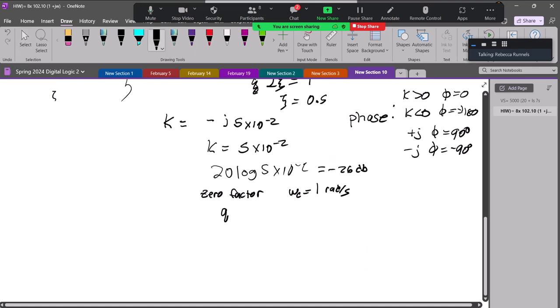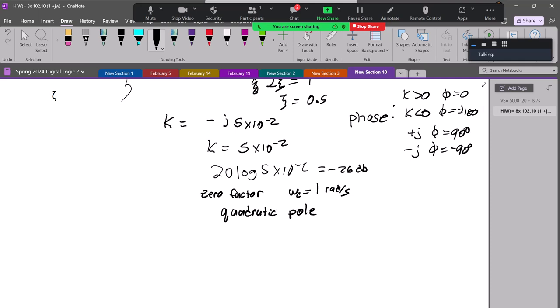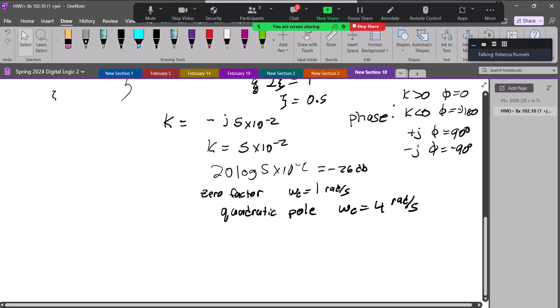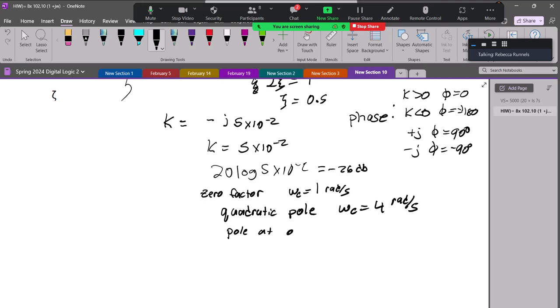And we have a quadratic pole with omega c equal to 4 radians per second, and that's this pole right here. And we had the j omega in the denominator, and that gave us the pole at the origin. And so we know what we're going to do in a minute, well, let me just go ahead and grab the graph.